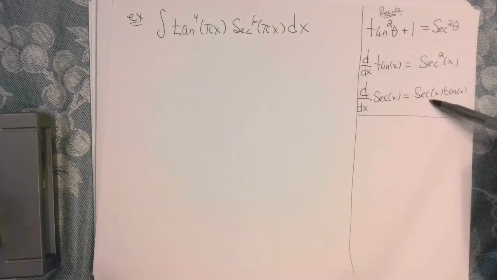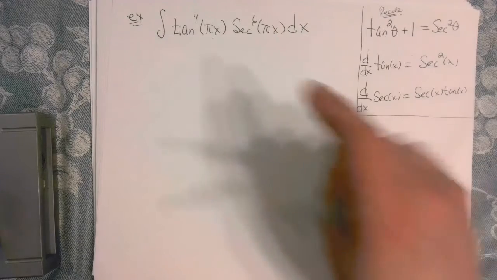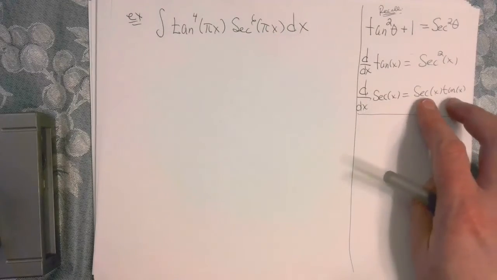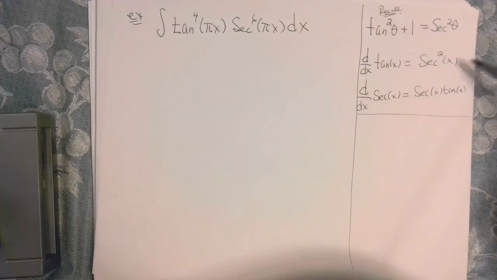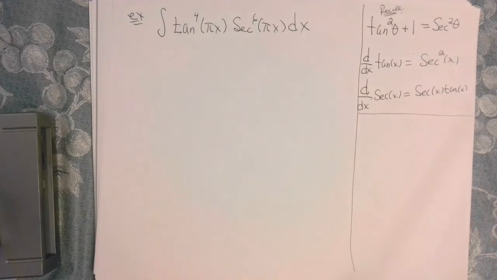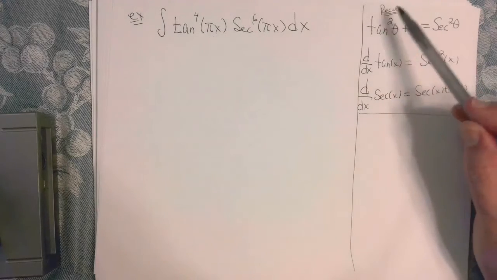But in this case, only one of those makes sense. So do I want to slide over a secant squared or do I want to slide over a secant tan? You want to pick whichever one of those choices leaves all the rest of the powers even. Why is that the case? Because you're going to want to use the Pythagorean identity.